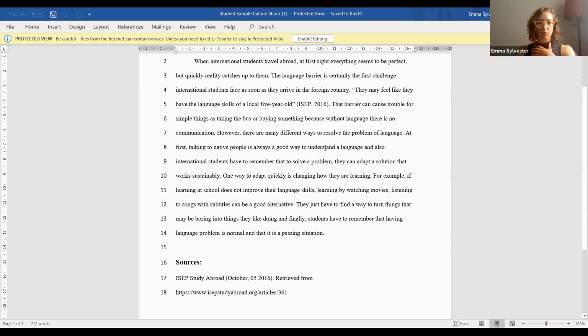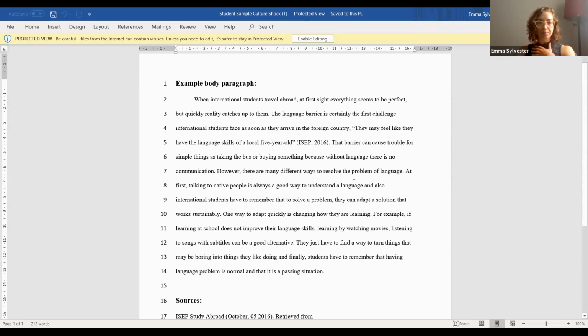And then we have the source that they've cited down at the bottom there. Okay, so there's your paragraph. I'm going to stop sharing and put you in some breakout rooms.